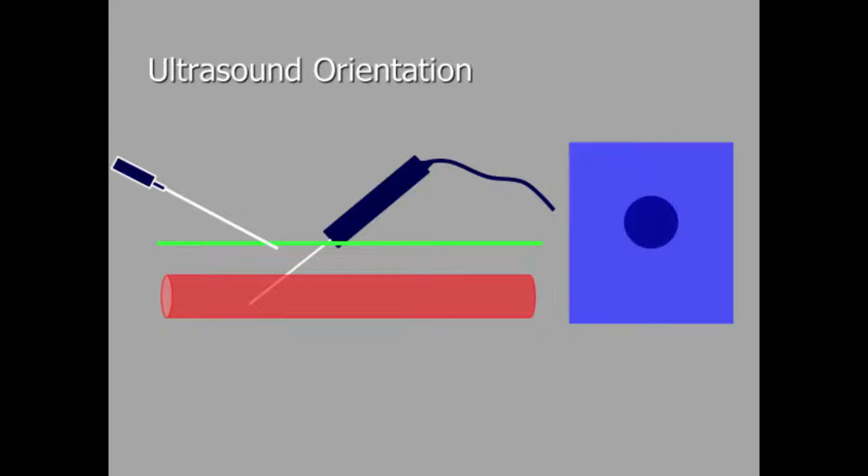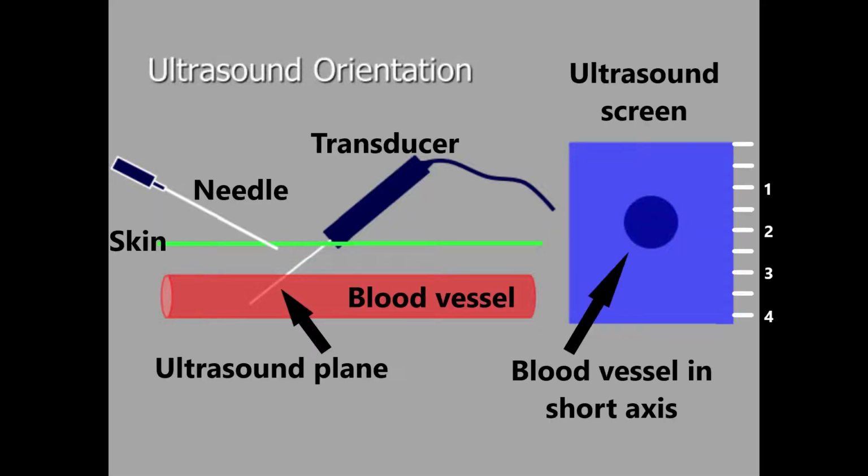So here we're going to depict a cartoon. You can see the needle, the skin, the transducer, the ultrasound plane, and the blood vessel. And to the right, the screen and representation of the blood vessel in short axis. Here we can see that the ultrasound plane does not cross the path of the needle, so we don't see any needle representation on the screen.